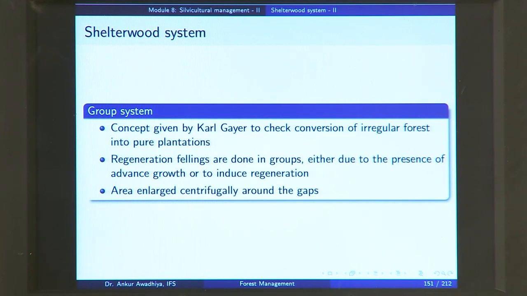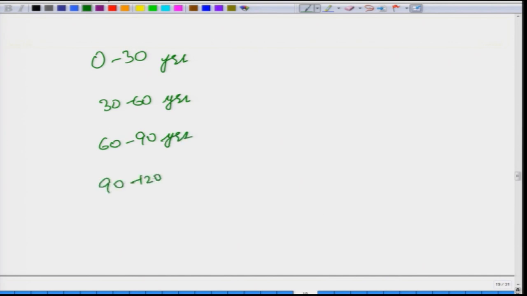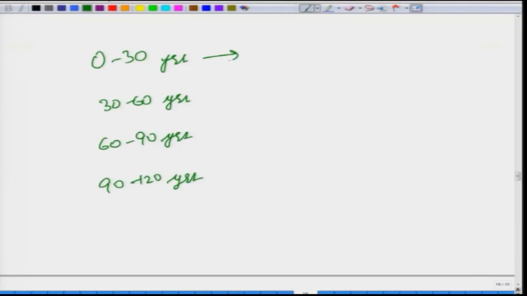Now, an irregular forest is a forest in which different age classes do not occupy roughly the same amount of areas. So, what we are saying here is that suppose you consider trees that are 0 to 30 years, 30 to 60 years, 60 to 90 years, and 90 to 120 years. Now, ideally in a managerial sense, we would want all of these four age classes to occupy 25% area of the land. But suppose you have a forest in which 0 to 30 years is occupied by say 60% of the area.